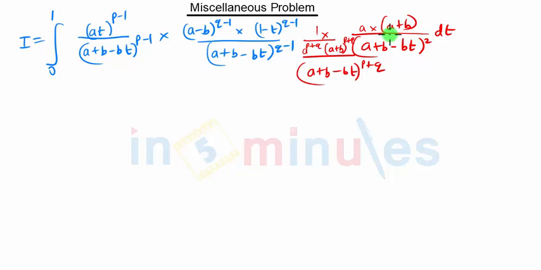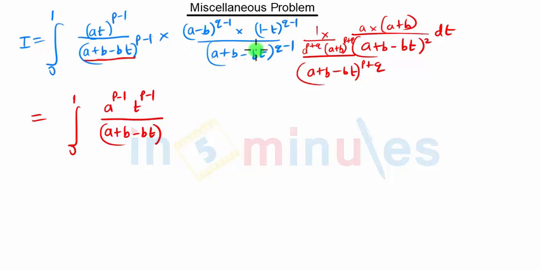So now we will take all the a minus b terms together, all the a plus b minus bt terms together, all the t terms together. So we get integration of 0 to 1, a into t the whole raised to p minus 1, which will be nothing but a raised to p minus 1 t raised to p minus 1 upon a plus b minus bt the whole raised to p minus 1 into a plus b minus bt the whole raised to q minus 1. When we combine this, we will get a plus b minus bt the whole raised to p plus q minus 2, and when we combine it with this term here, it is a square, so it will be plus 2. So minus 2 and plus 2 will get cancelled.